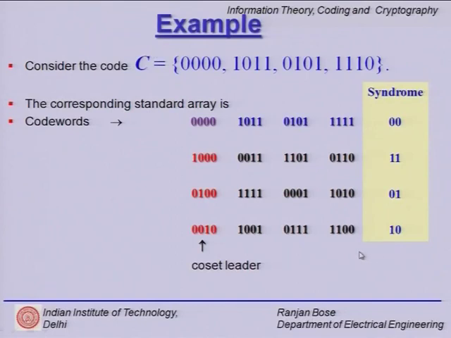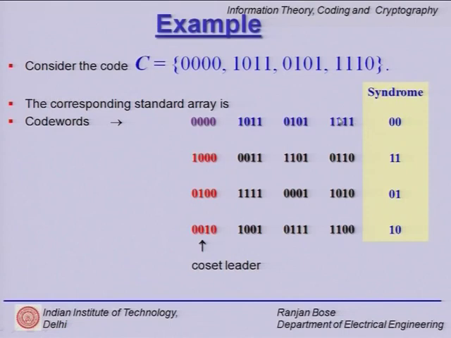So, let us look at a simple example. Consider our simple example of 4 code words in this code C: 0000, 1011, 0101 and 1110. We build the standard array with its own coset leaders. Each row is a coset. The first row is the valid code words, and here we have a column of syndrome.